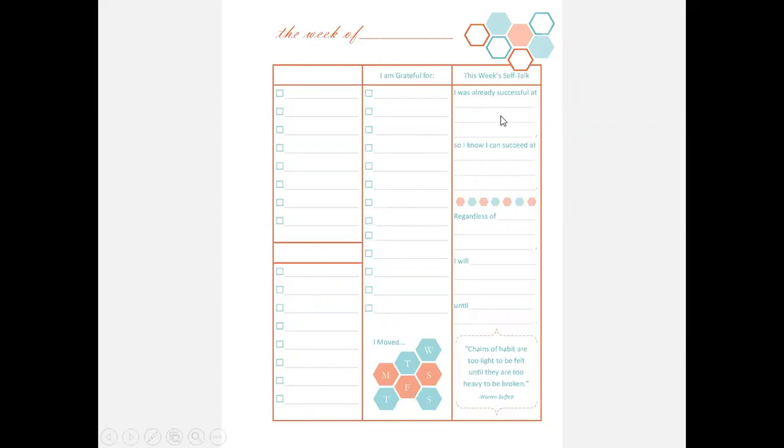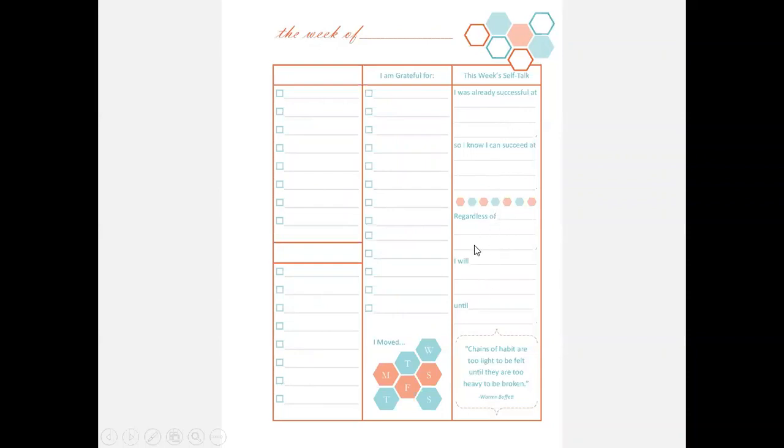Or I'm already successful at making sure that the kitchen is clean before I go to bed, so I know that I can succeed at cleaning up the dishes after each meal immediately, or whatever it might be. I was already successful at getting my child or my students or my class through the times fives, so I know I can succeed at the times sixes or whatever. I mean, it can be anything. It can be personal. It can be family. It can be work. It can be school.